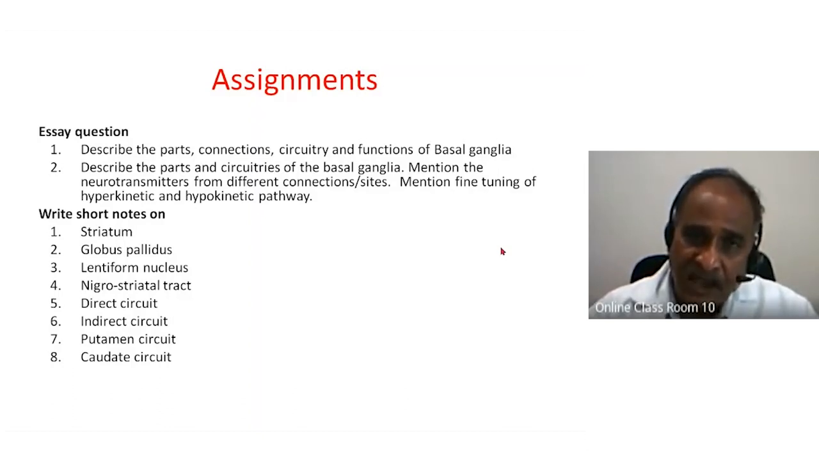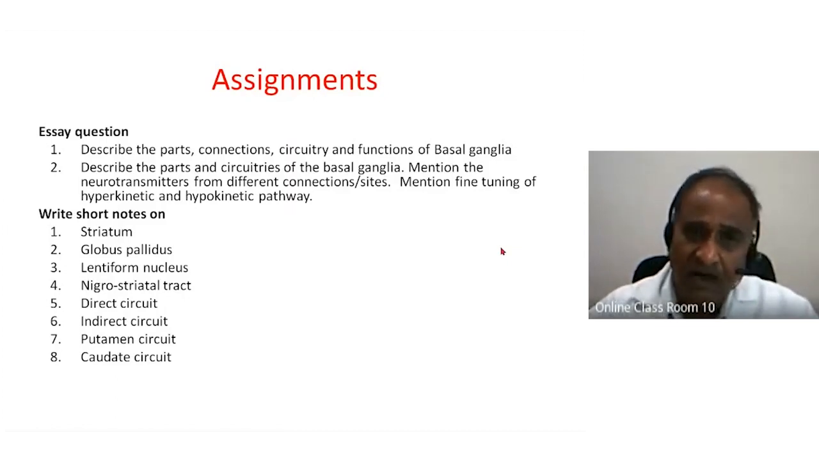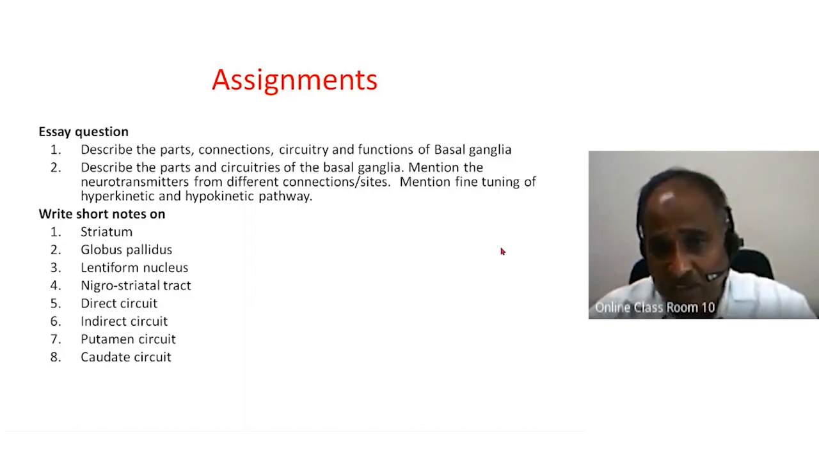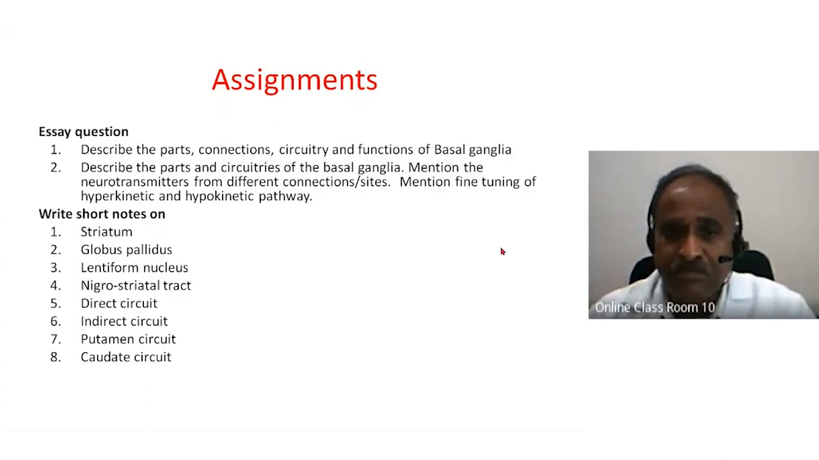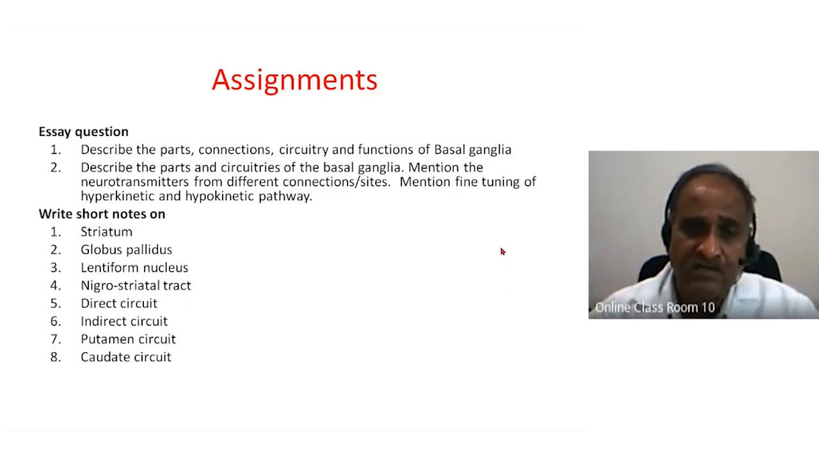Describe the parts, connections, circuitry and functions of basal ganglia. That's question number one. Or the question may be, describe the parts and circuitry of basal ganglia, mention the neurotransmitters from different connections or sites, mention fine tuning of the hyperkinetic and hypokinetic pathway. I have already explained. Then write short notes on striatum, globus pallidus, lentiform nucleus, nigrostriatal tract, direct circuit, indirect circuit, putamen circuit, cortex circuit. I have explained each one of them.